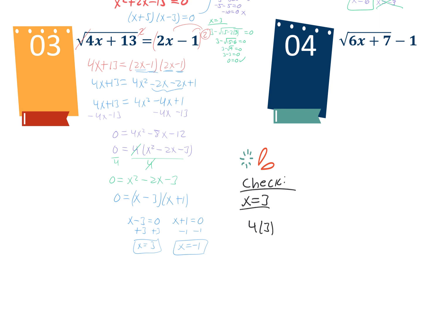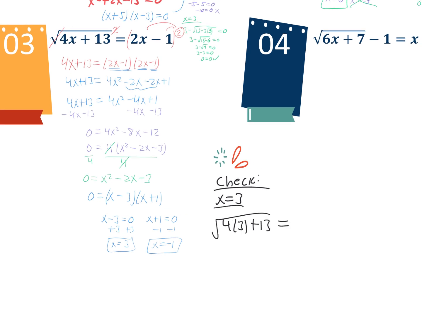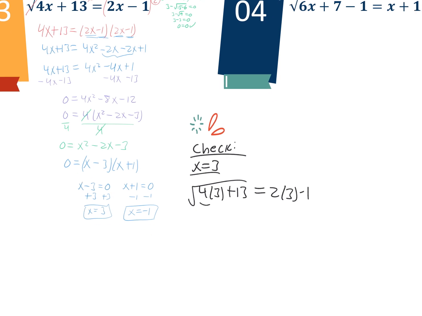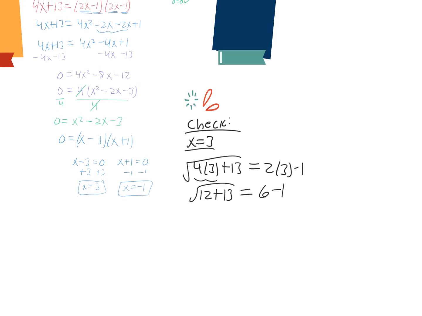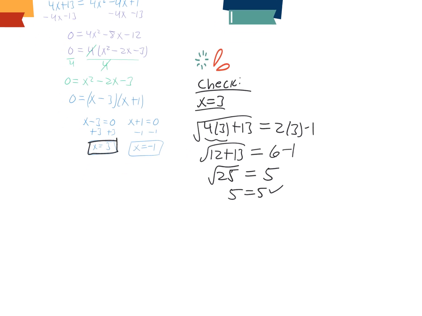So we get the square root of 4 times 3 plus 13 equals 2 times 3 minus 1. And then 4 times 3 is going to get you 12 plus 13. The square root is equal to 2 times 3 is 6 minus 1. And then 12 plus 13 is 25. Square root equals 6 minus 1 is 5. And then the square root of 25 is 5. And then 5 equals 5. That is true. So we do get that x equals 3 is a solution. That works. Now let's check x equals negative 1.